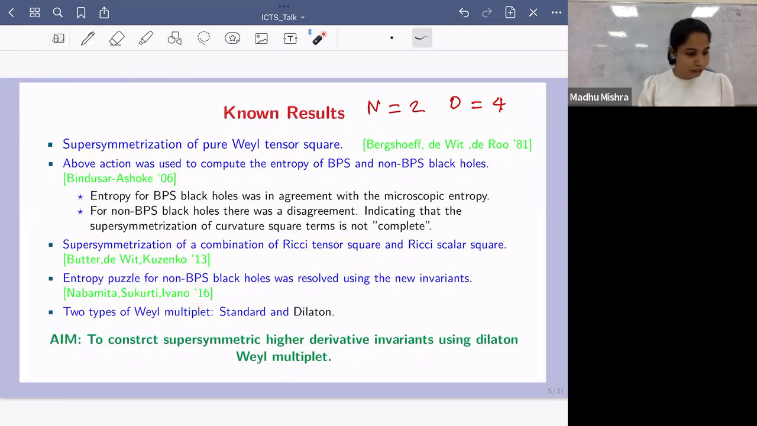Another important and related result is that there exist two types of Weyl multiplet in 4 dimensions: the standard Weyl multiplet and the recently constructed dilaton Weyl multiplet. And we will study these Weyl multiplets in the later part of this talk. But I just want to highlight that all the results that I have mentioned so far have used the standard Weyl multiplet for their construction. We, however, would like to explore the dilaton Weyl multiplet to construct such supersymmetric invariants.